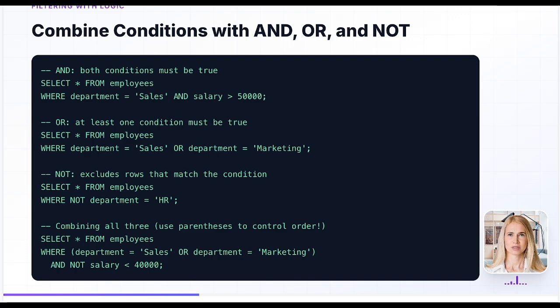And, or, and not are logical operators that let you build powerful filters by combining multiple conditions in a where clause. And requires every condition to be true, or requires at least one to be true, and not flips a condition to exclude matching rows. When mixing these operators, always use parentheses to make your logic explicit and avoid unexpected results.